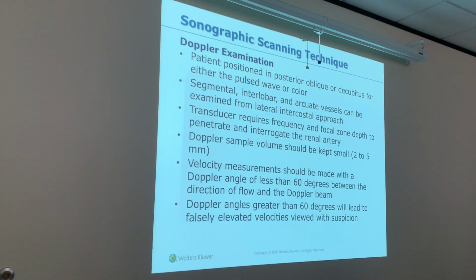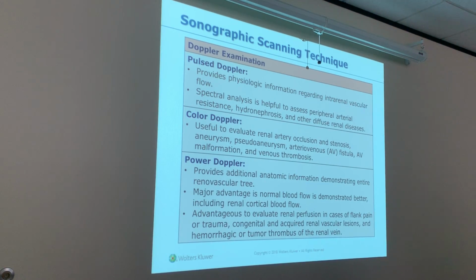Doppler, if we do Doppler of the renal artery and vein, we want to make sure that our Doppler angle is less than 60 degrees. We're going to be teaching you Doppler, but we need you to get used to the terminology so that when we do teach you, you'll master it easily. Pulse Doppler is where we actually take a waveform. Color Doppler is where we just put color on it.